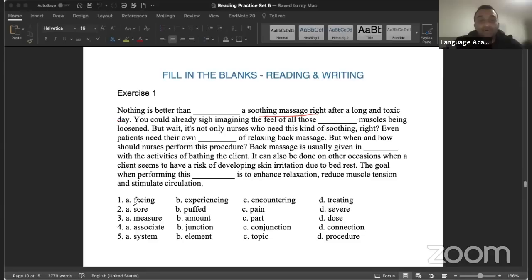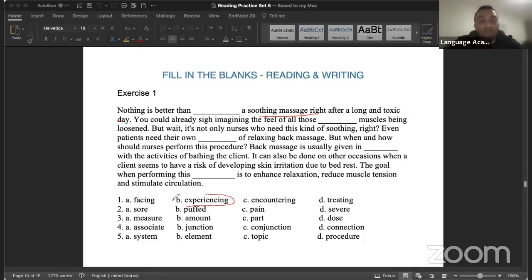It's sort of like an experience that you will develop. Okay, "better than treating a soothing massage", that is also not correct. You are not treating anyone, you are getting a massage. If the option "getting" was there, I would have put that. All right, here the right answer will be experiencing.